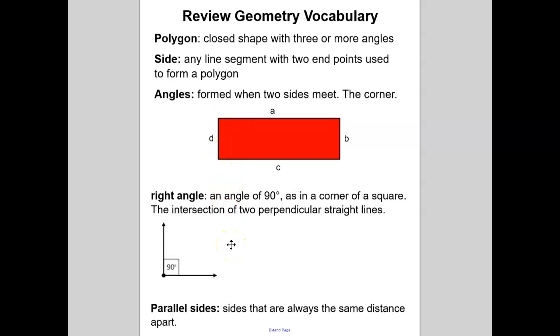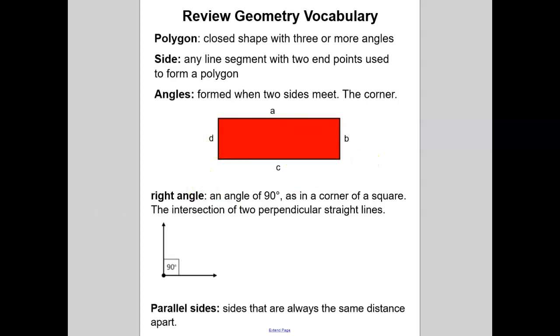You also know that a rectangle has 2 pairs of parallel sides. Who remembers this from yesterday? Parallel sides are sides that are going the same direction, and they're always the same distance apart. A and C are opposite sides that are parallel, and B and D are also parallel sides.